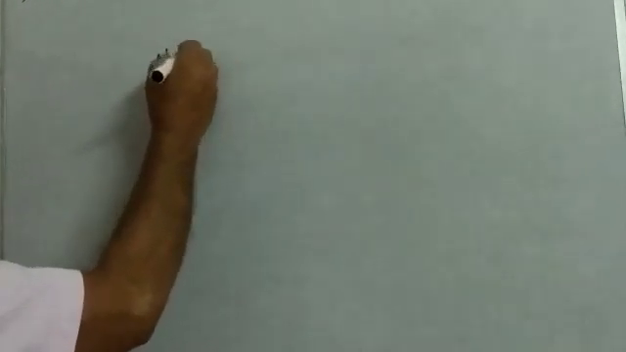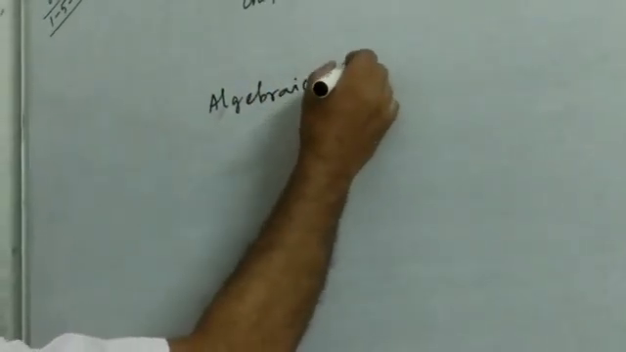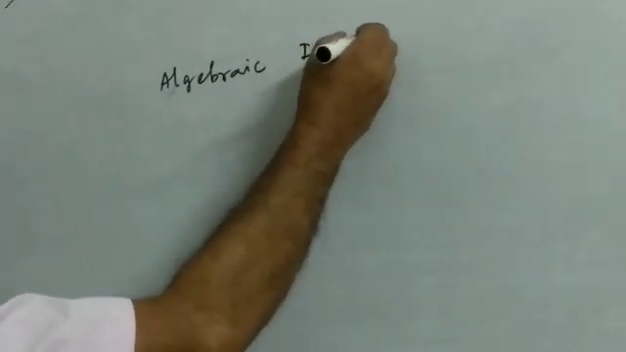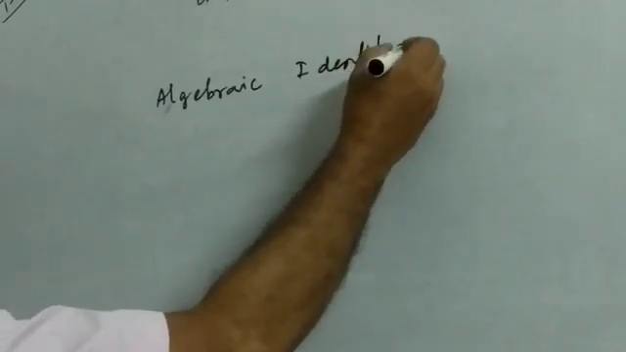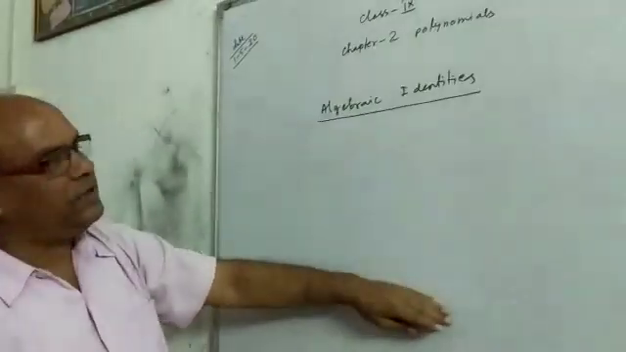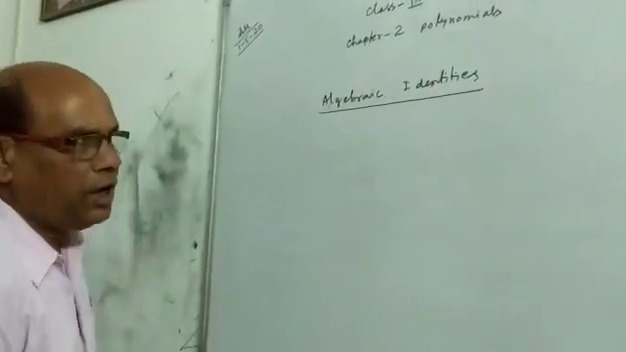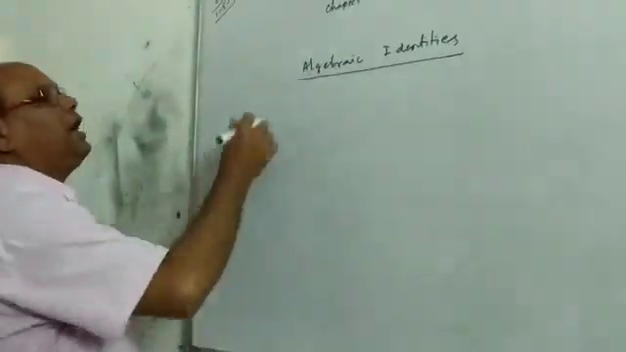Before that, you see this headline, algebraic identities. Today I will give you only 4-5 identities. First you practice these, solve some problems, and again you will get some more identities. So part by part I will give all the identities.